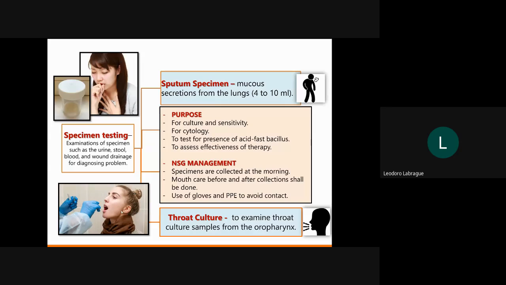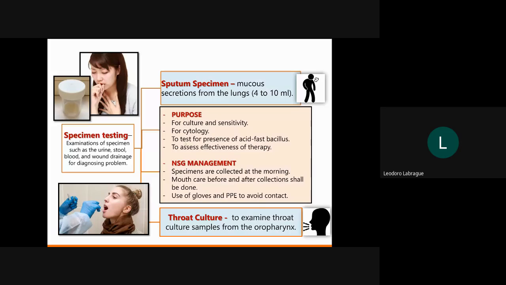Now, why sputum or why are respiratory secretions examined? For what reason? First is for culture and sensitivity. It means you want to know exactly what microorganism is causing the disease. Okay? And then the second one is cytology. Cytology means you want to know for the presence of cancer. Maybe the patient is coughing because the patient has lung cancer. Through sputum exam, you can actually identify that.